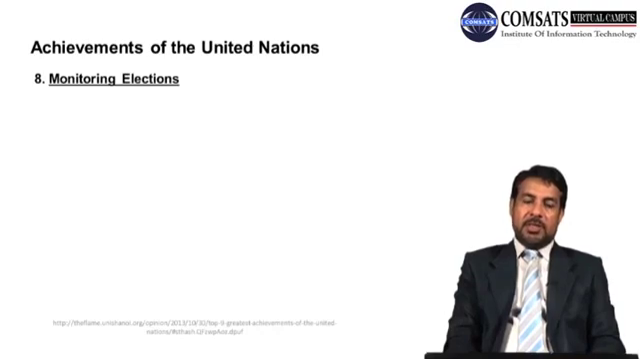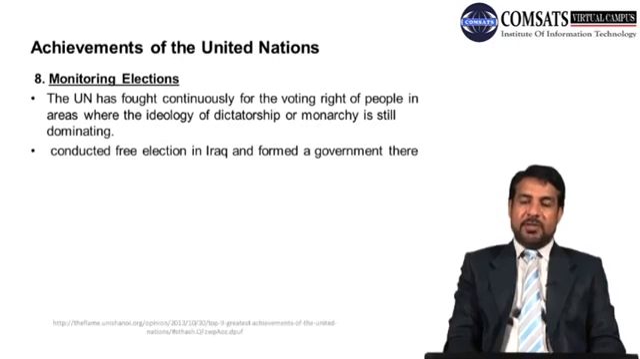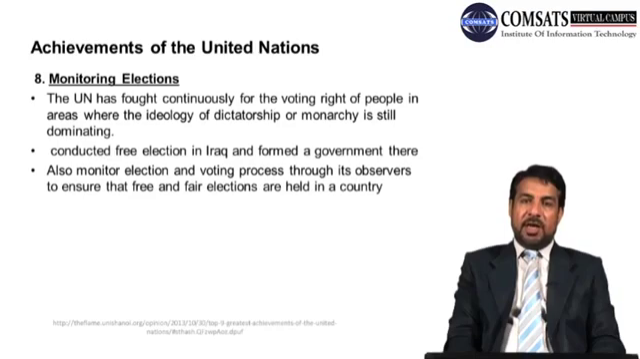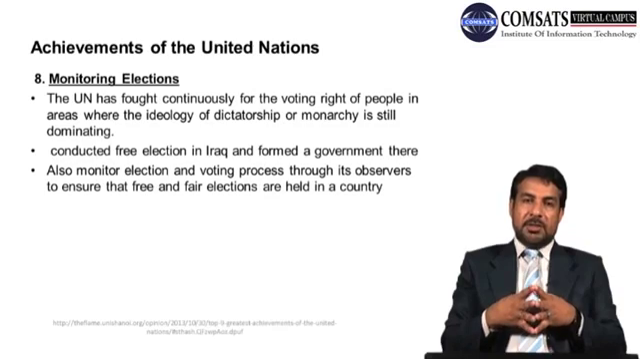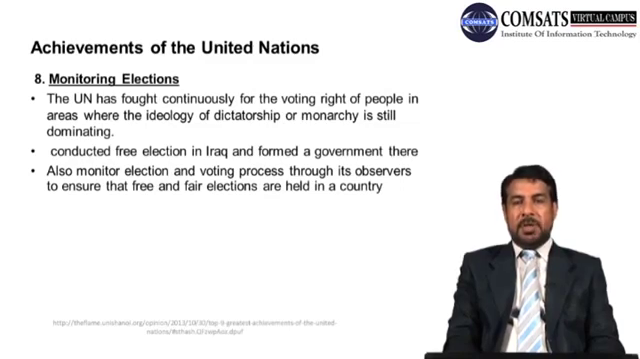Another achievement of UN is monitoring elections. UN has fought continuously for the voting rights of people in areas where the ideology of monarchy is still dominating. तो जहाँ जहाँ पे डिक्टेटरशिप है, जहाँ पे अमीरियत है, तो वहाँ पे यूएन ने काफ़ी हेल्प की है, काफ़ी इसके अचीवमेंट्स हैं कि the people get their democratic rights, they are given the right to vote, and therefore it has helped to give the people their right to choose their own government. And when this was done, it has also helped in conducting free and fair elections.